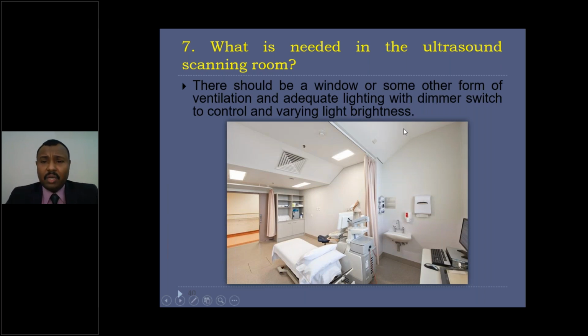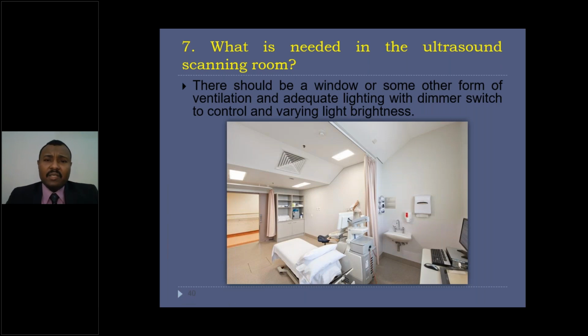And the dimmer is a kind of knob by which you increase or decrease the brightness of your lighting, depending on whether the examination is done in a dark room or with adequate lighting that is not a hindrance for you to look at your ultrasound monitor while you are scanning your patient.